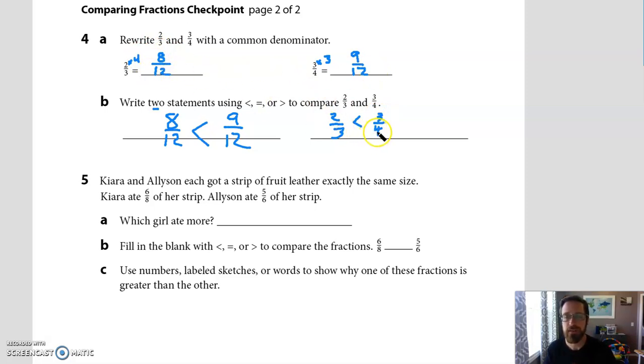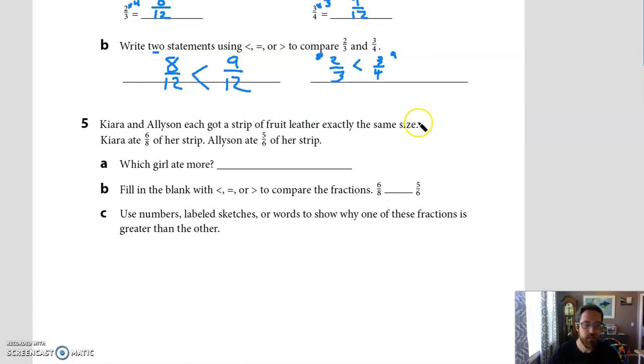Or again, I could cross multiply. 4 times 2 is 8. 3 times 3 is 9. 8 is less than 9. Okay? All right, and the last one for today.